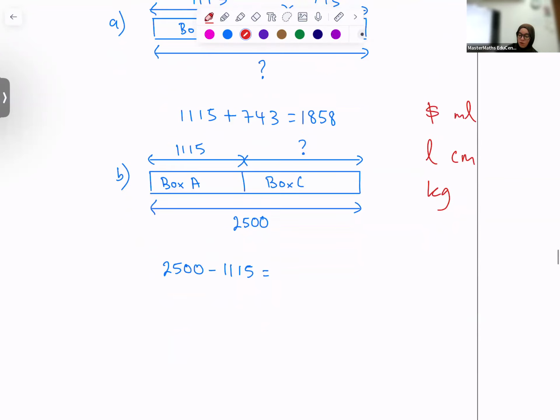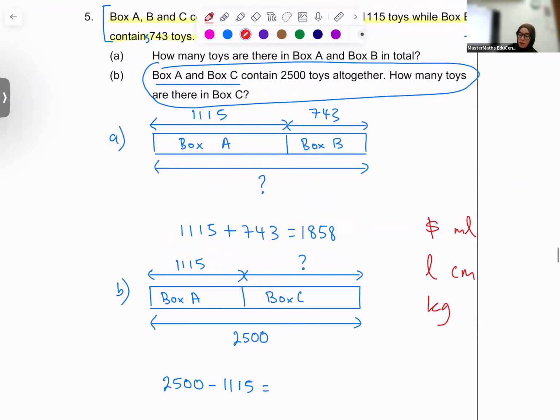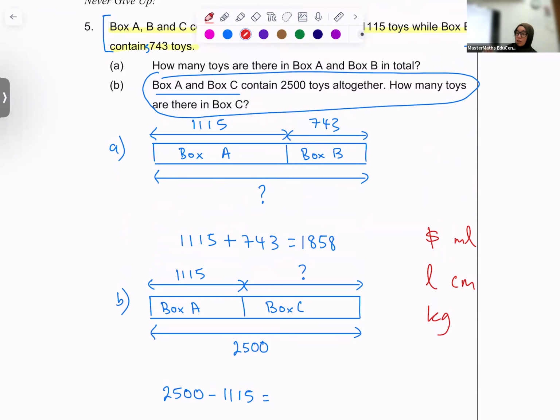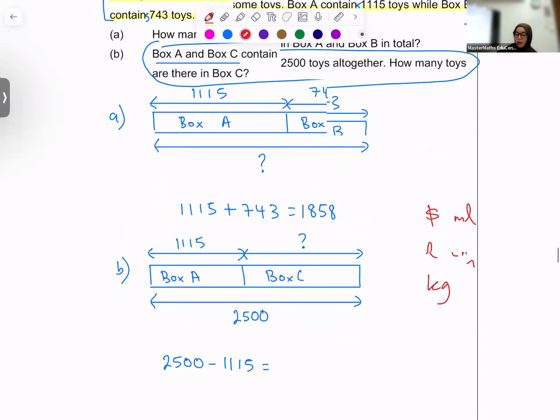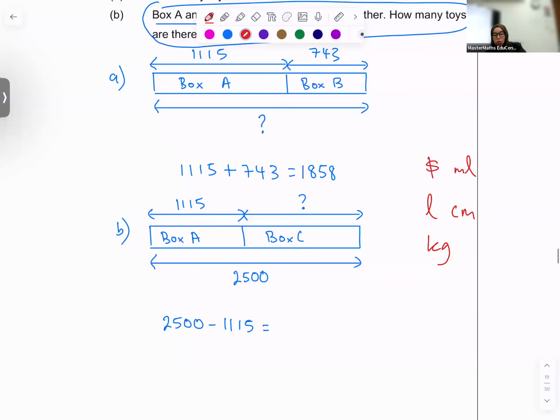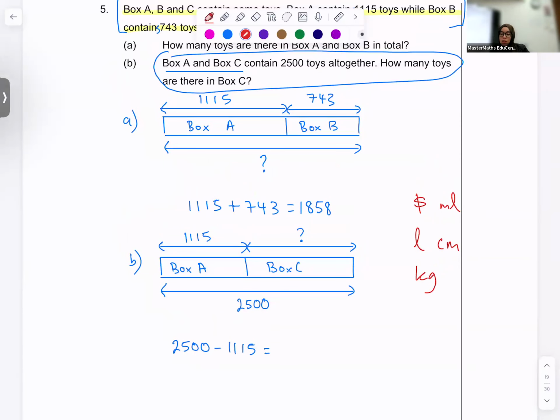For example, for part A, we can write, there are 1,858 toys in box A and box B in total. Okay? Yeah, so that's our answer statement. We can try and write an answer statement for B just so you get used to it, okay? Okay, so does everyone have the answer for B already?